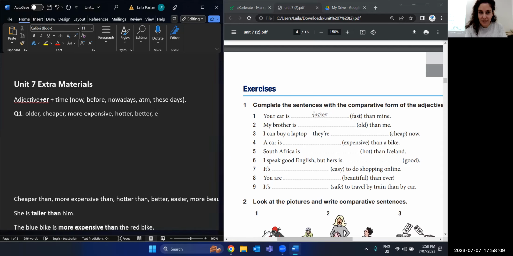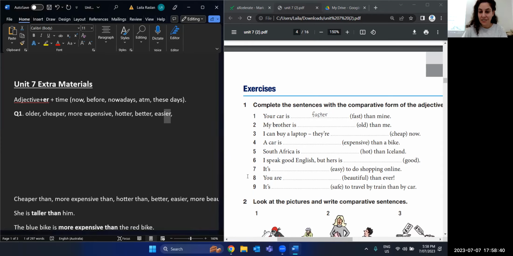It's easier to do something online. Yes, it's easier to do shopping online. It's a short adjective, but because it ends in a Y, easy, I need to put IER. So any adjective that ends in a Y, easy, heavy, I need to put IER. Take off the Y and add IER.